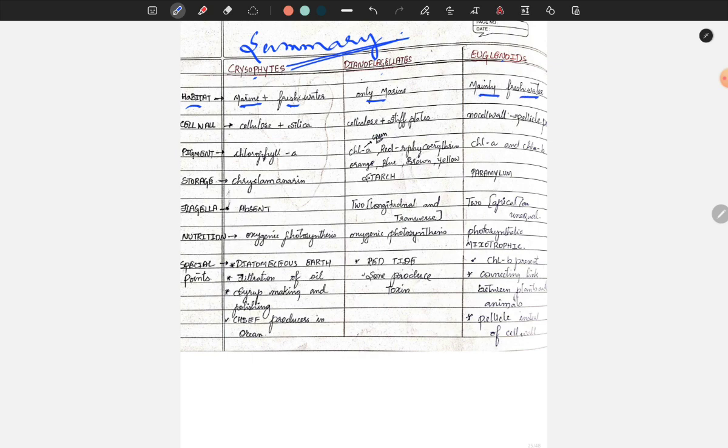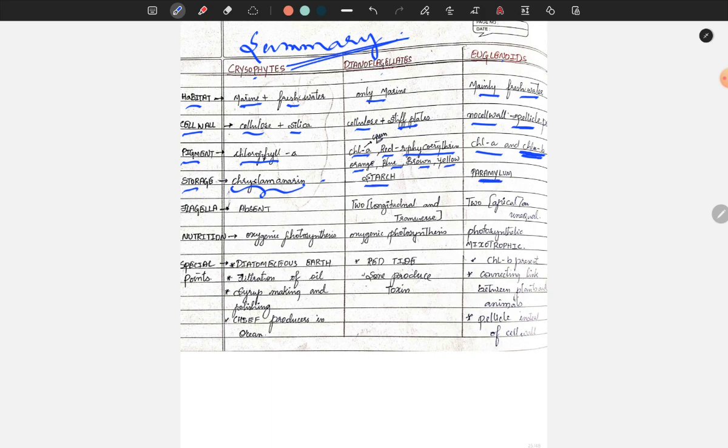Now coming to cell wall: cellulose plus silica. Here cellulose plus stiff plates. Here no cell wall, pellicle is present, which is a protein-rich layer. Now coming to pigment, it is having chlorophyll A. Here it is also having chlorophyll A, plus red or phycoerythrin also present, and orange, blue, brown, yellow colors also present. I told you. And in euglenoids, chlorophyll A and chlorophyll B are present. As I mentioned, chlorophyll B is an important point. Now storage: here it is chrysolaminarin, here it is starch, here it is paramylum.